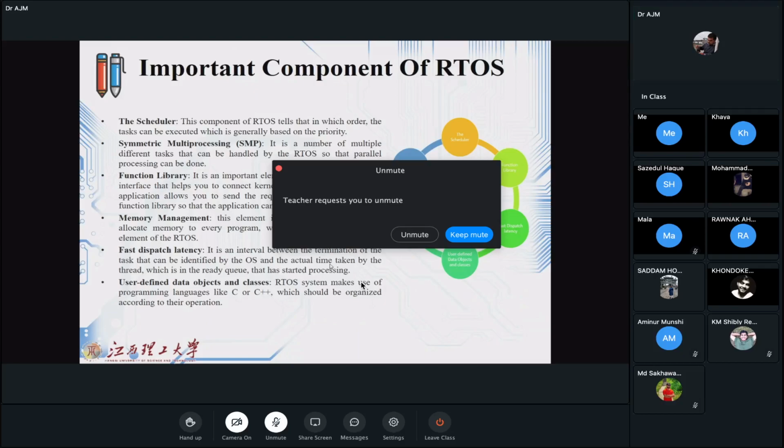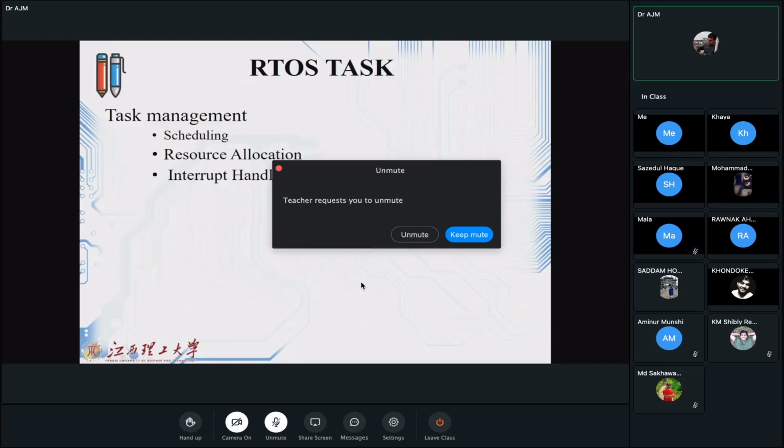Which components are more important for the RTOS is the next part that I wanted to tell you about. We can name them as the scheduler, symmetric multiprocessing, function library, memory management, fast dispatch latency, and user-defined data objects, which we know as the important components of this RTOS. And the tasks we expect from the RTOS are scheduling, resource allocation, and interrupt handling.